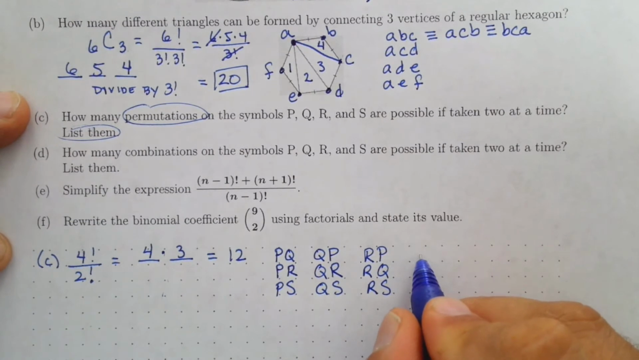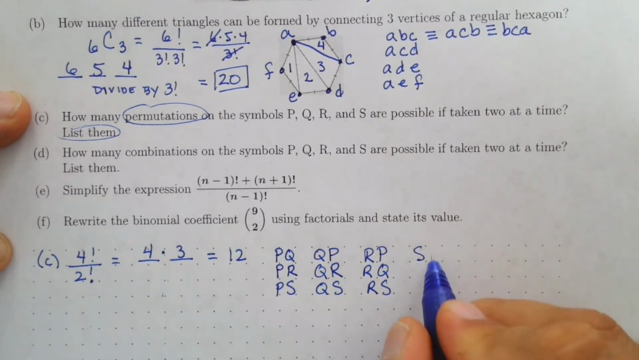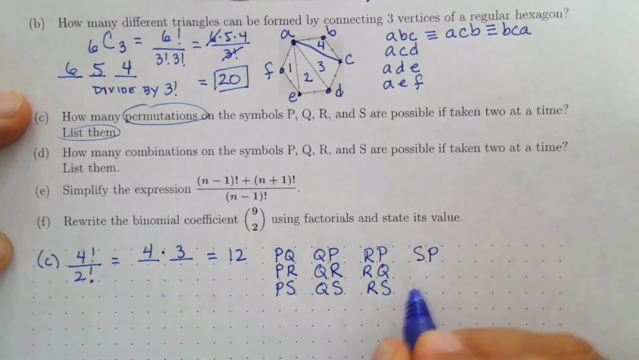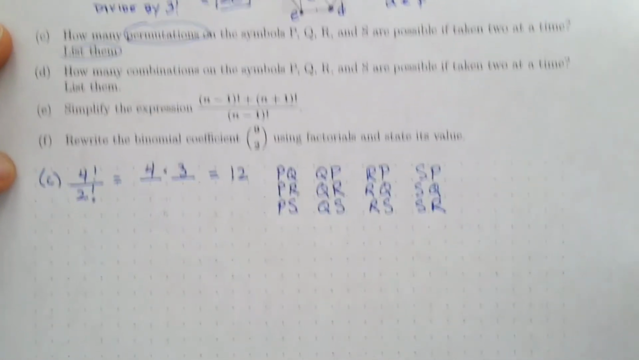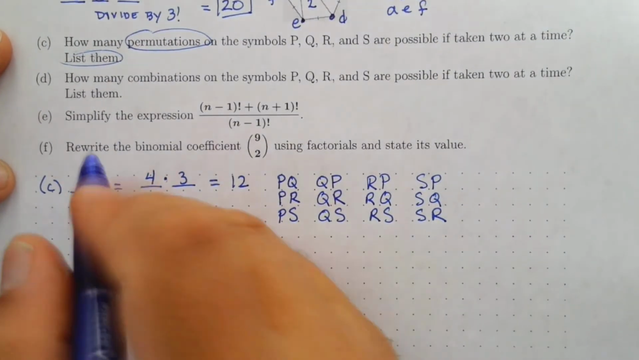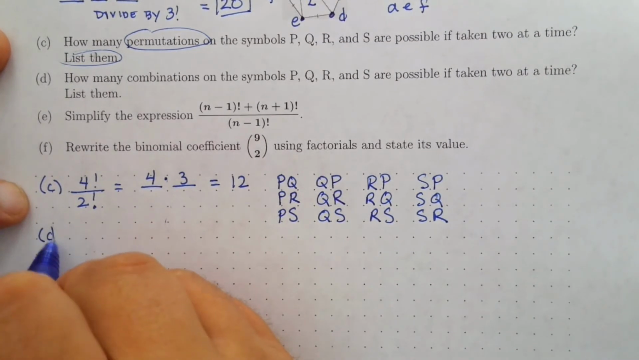And then finally, I could have S as my first letter, S with P, S with Q, and S with R, which gives me my 12 permutations. Now, what if the order of selection didn't matter?